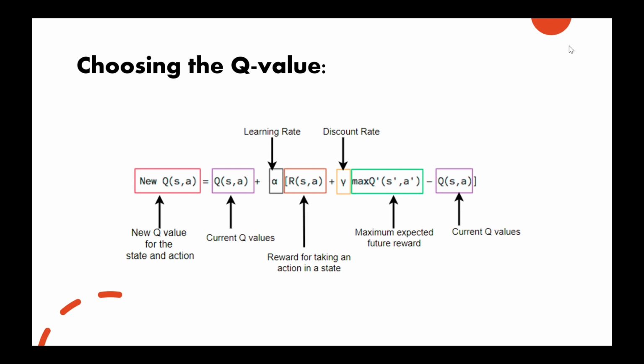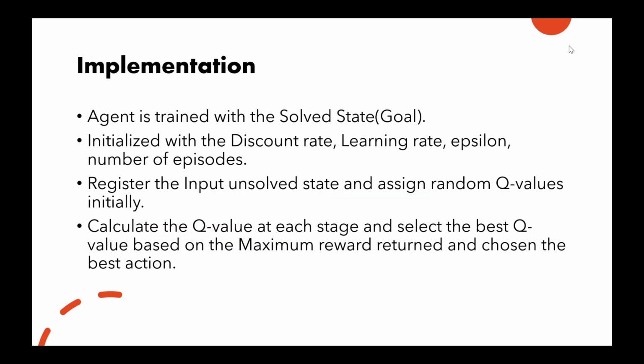So the implementation part is here. In this slide there are no diagrams, so I am just going to explain it. The shuffled cube is given as the input at the initial stage. Then all the states are assigned a random Q value. Then using the epsilon greedy policy and the discounted reward, the new Q values are calculated.